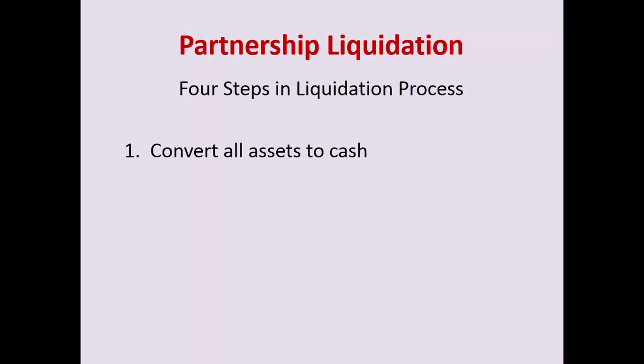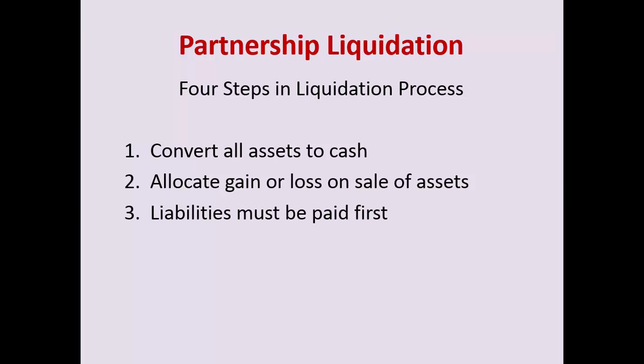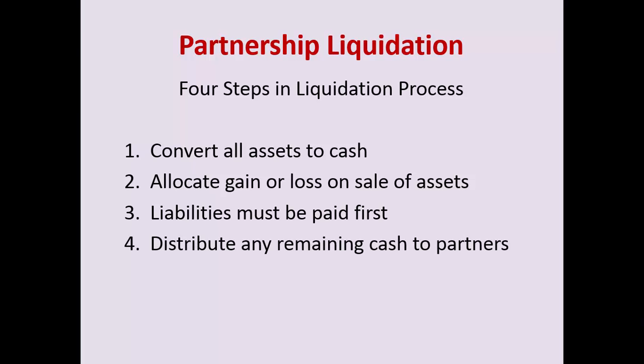So it is a four-step process for the accountant. First, you want to convert all assets to cash, and then allocate any gain or loss from that conversion on the sale of assets to the partners. The liabilities, the creditors must be paid first, and then finally distribute anything that's left to the partners.